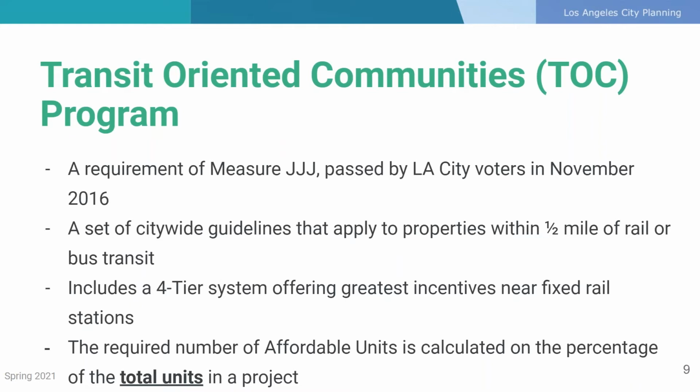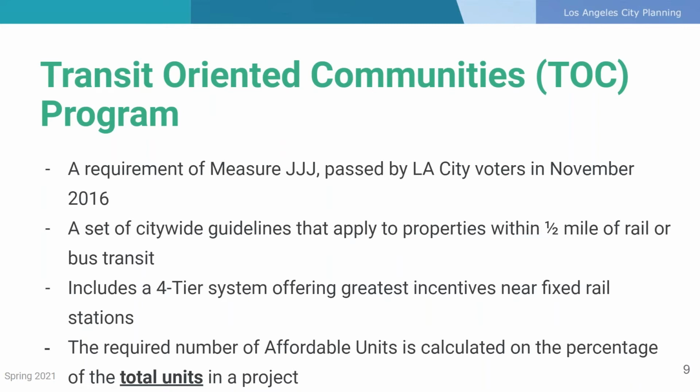The TOC program is structured with 4 tiers that change the required percentage of affordable units, as well as the intensity of the incentives that are offered to an applicant based on how close the site is to transit and how frequent that transit service is. If an applicant or developer chooses to use the TOC program, they are required to set aside a percentage of the total units in a project as affordable.